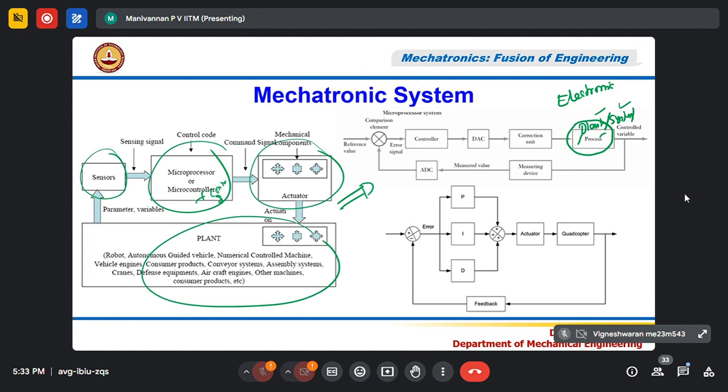A CNC machine is a system, an engine is a system, correct? An electric engine motor is a system too. Now, think about wanting to control a motor, correct?